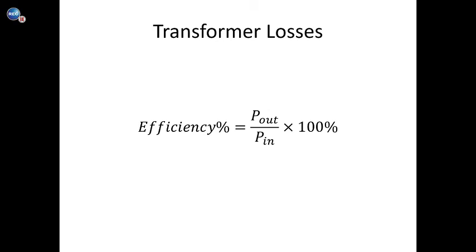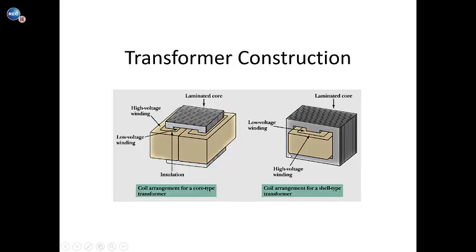The efficiency of a transformer, just like any type of efficiency, is always calculated by P out divided by P in, times 100%. So the efficiency is the ratio of the output power, or the secondary power, divided by the input power, or the primary power, times 100%. The input power will always be greater than the output power, and so we're always going to get an efficiency that's less than 100%.